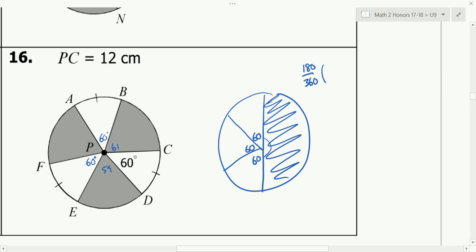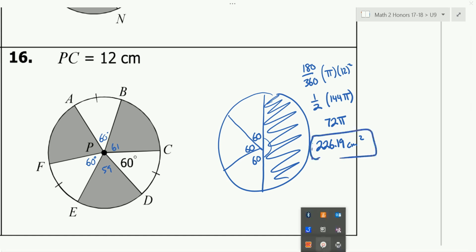You mean the area of the circle? Area of the circle is pi r squared. So pi times 12 squared. So that's 1/2 times 144 pi, or 72 pi. And what is it? Did you get a decimal value for that? What'd you get? And what are the units? Okay? Good job, Madison.